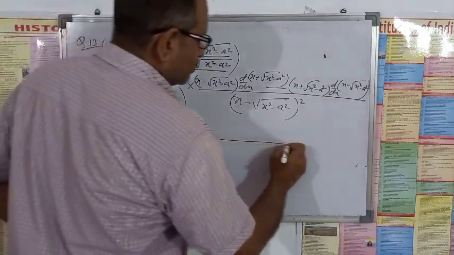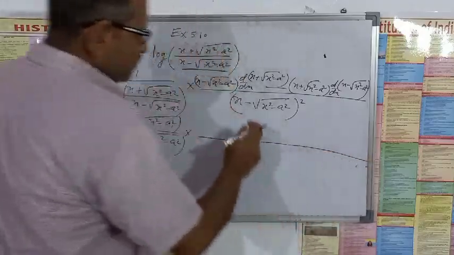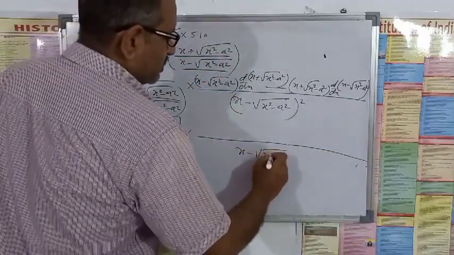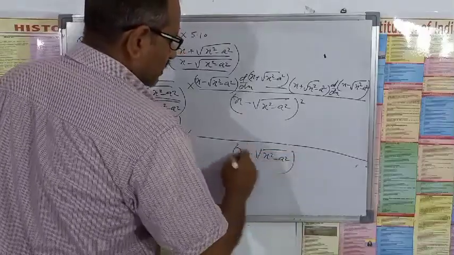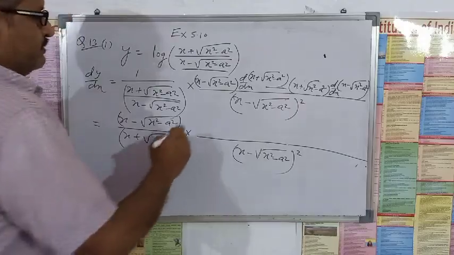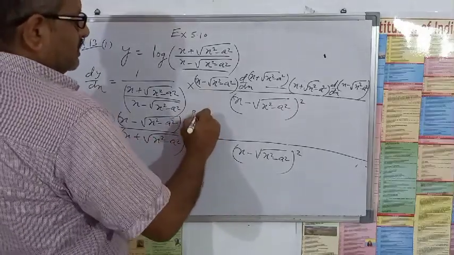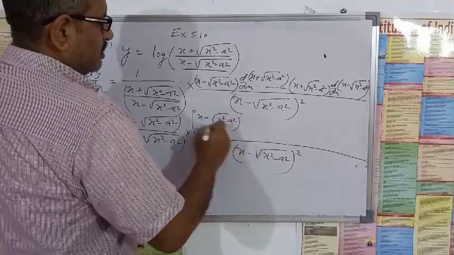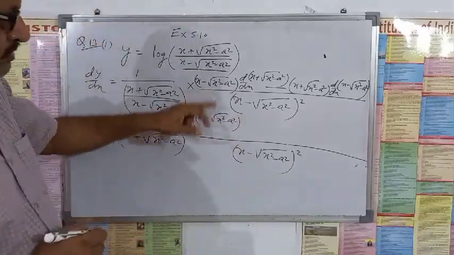into square of the denominator, which is x minus root x square minus a square whole square. Right here, x minus root x square minus a square.